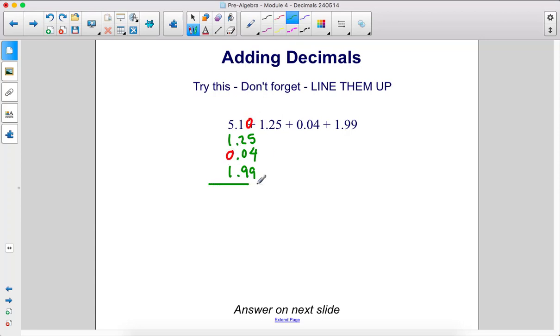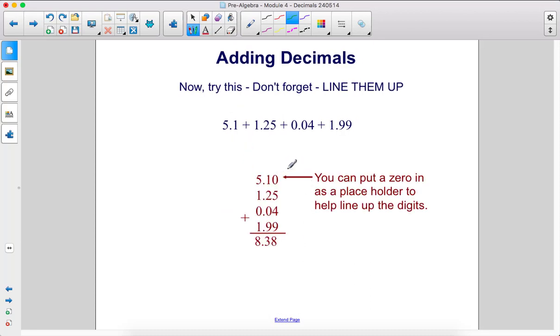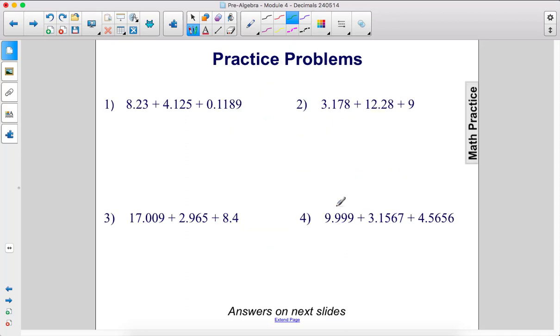All right, let's add. So we have 5 in this column here. We have 5 plus 4 plus 9, so that's 18. Put the 8 here, carry the 1. 1 plus 1 is 2, 4, 19, that's 13, carry the 1. We're going to drop that decimal down. Then we have 1 plus 5, 6, 7, 8. The answer is 8.38. Once again, don't forget you can always put a 0 here as a placeholder for when you're lining up your digits. Let's do some practice problems.